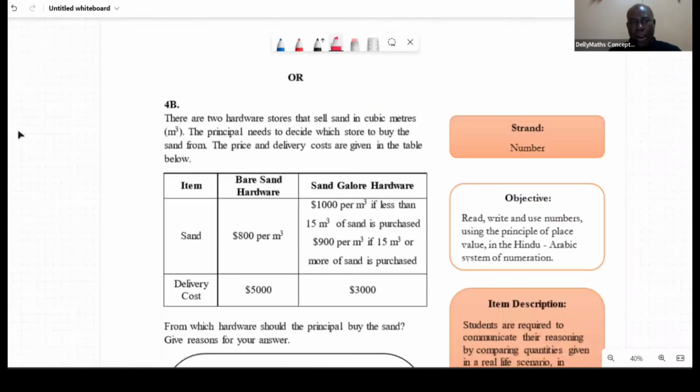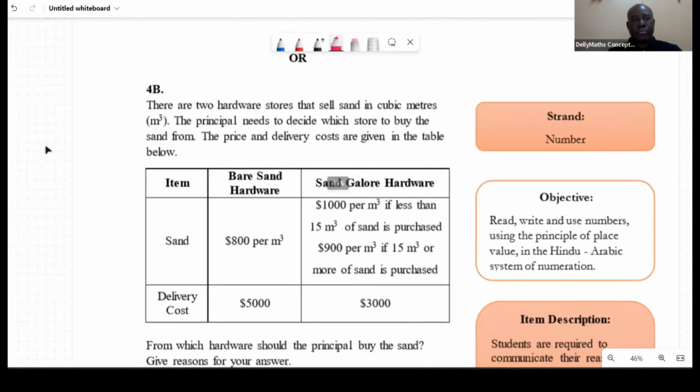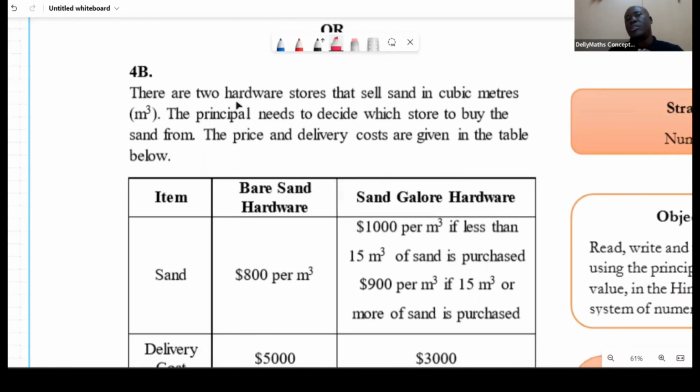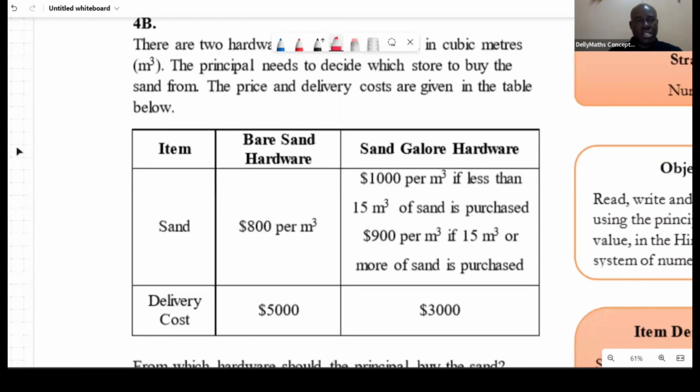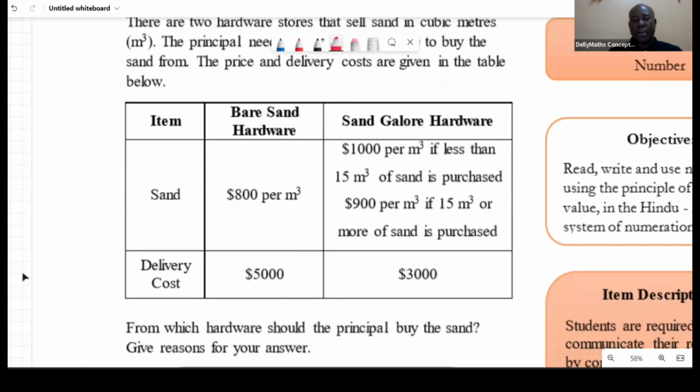Let's look at the B part as well. Now, the B part says here, let's blow this up. Yeah, right there. The B part says there are two hardware stores that sell sand in cubic meters. The principal needs to decide which store to buy the sand from. The price and the delivery costs are given in the table below. So it's a similar situation. It said we have Beer Sand Hardware, we have Sand Galore, and so the costs and deliveries are there. Right? So let us now pay attention to details, right?